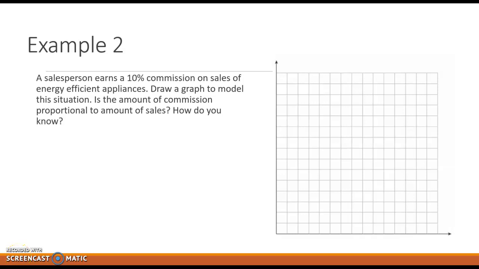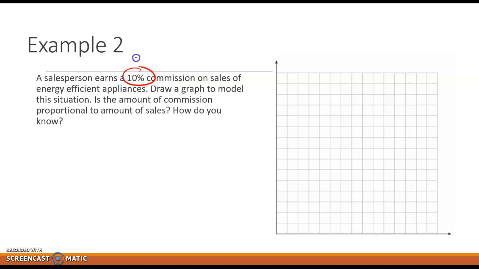All right, let's continue in creating our proportional relationships. So, here we have a situation where the salesperson earns a 10% commission on sales of energy efficient appliances. We want to draw a graph to model this situation, and then we're going to talk about whether the amount of commission is proportional to the amount of sales, and then how do we know?